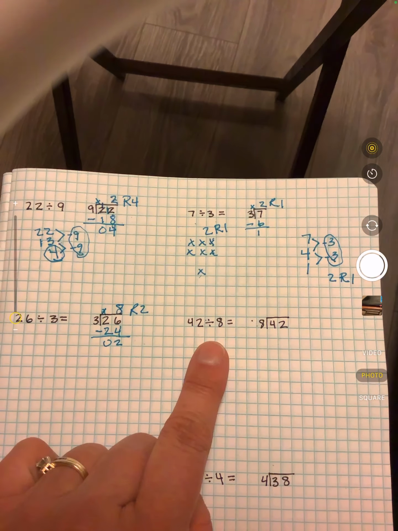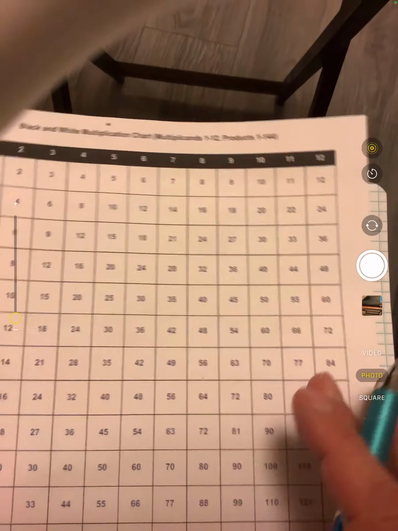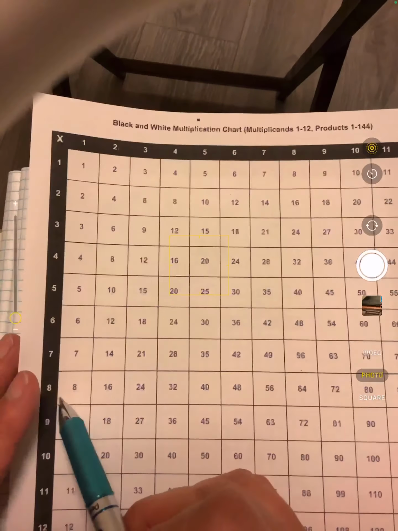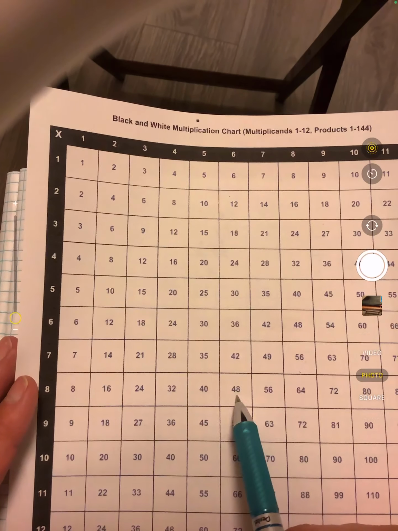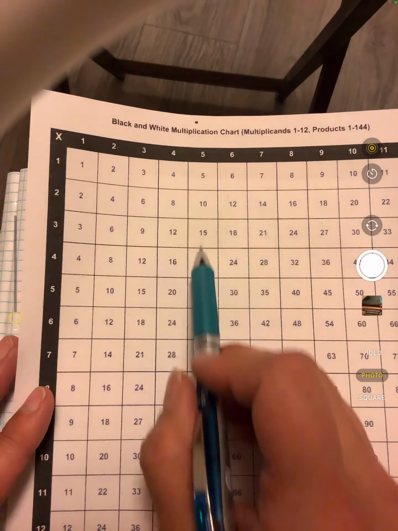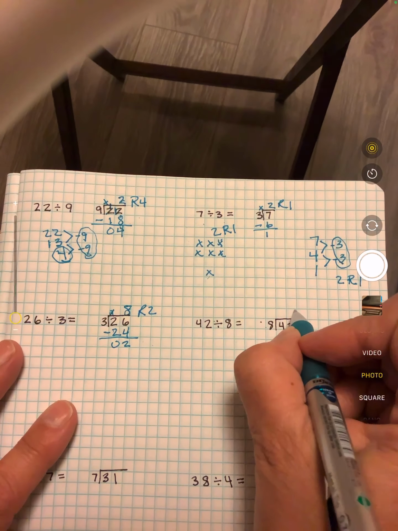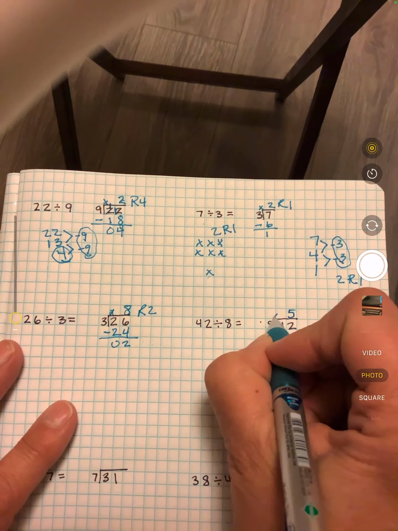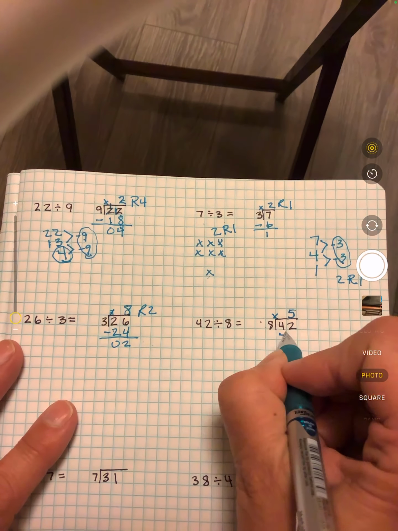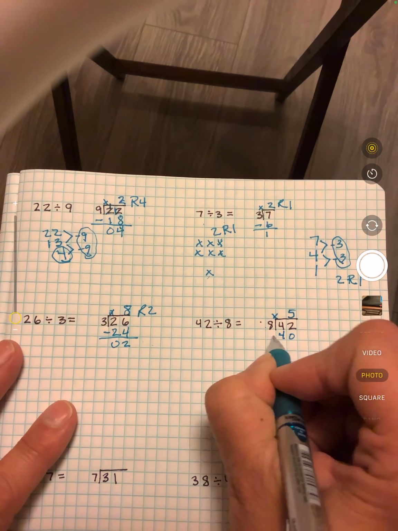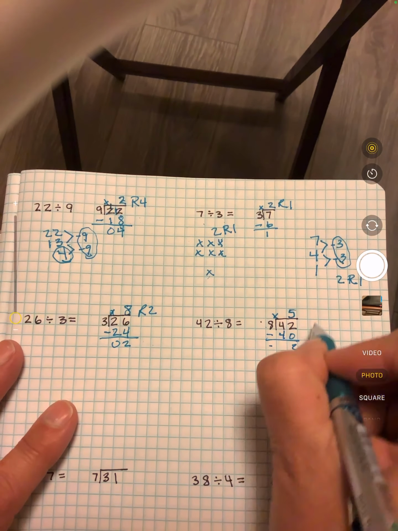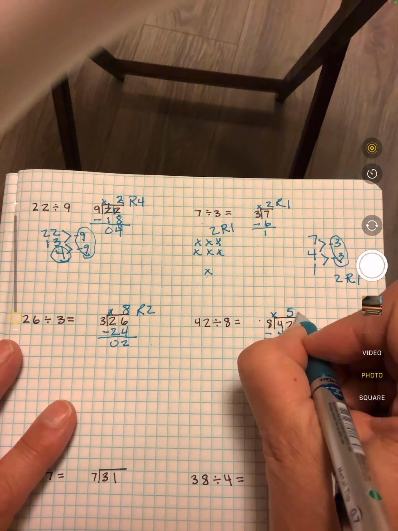42 divided by 8. Go across your 8s, get as close to 42 as you can. Too high, so we go with 40. 5 times. 5 times 8 is 40. And we subtract, and we have a remainder of 2.